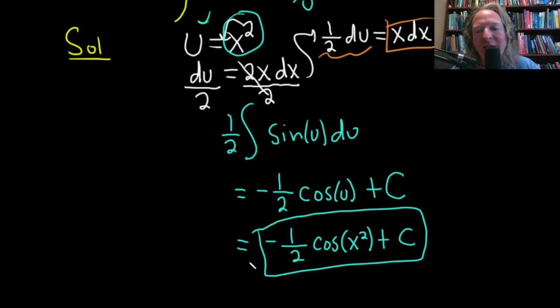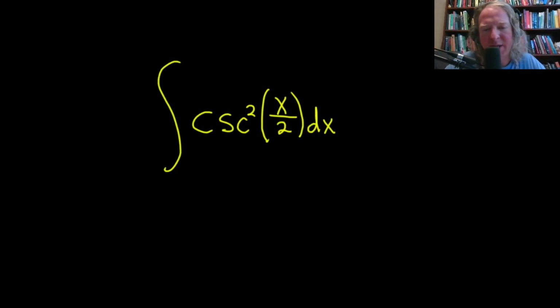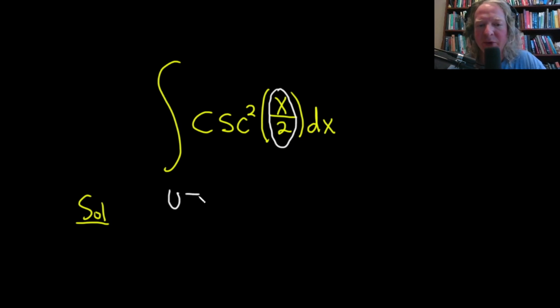Really nice. In this example, we're going to try to integrate cosecant squared of x over 2. So if it was just cosecant squared, we would be able to do it just simply by thinking. However, it's the cosecant squared of x over 2. So we should make a substitution to make it look a little bit better. So the natural choice is to let u be this inside piece here. So we'll set u equal to x over 2.